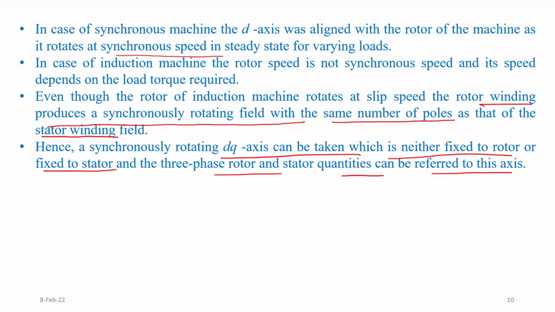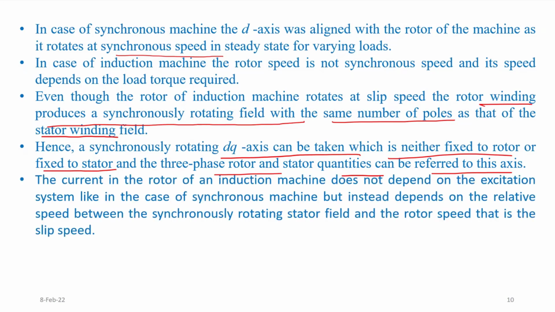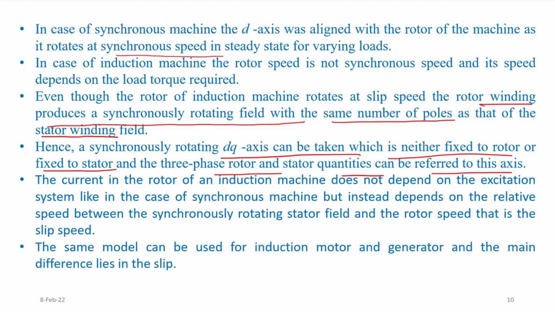This DQ axis is synchronously rotating, actually in sync with the magnetic field rotating on the rotor and stator, right? So the current in the rotor of an induction machine does not depend upon the excitation system, like in case of synchronous machine, but instead it depends on the relative speed between the synchronously rotating stator field and the rotor speed, that is the slip speed. So the same model can be used for induction motor and generator, and the main difference lies in the slip. Whatever model we'll see here, the same model is applicable, only the difference is slip, right?